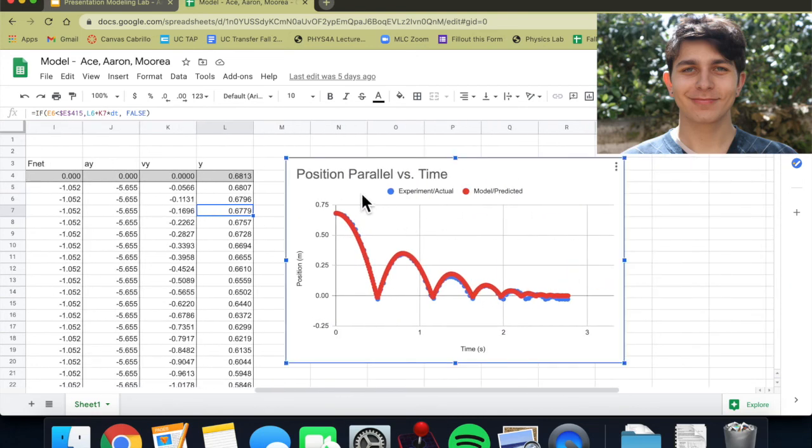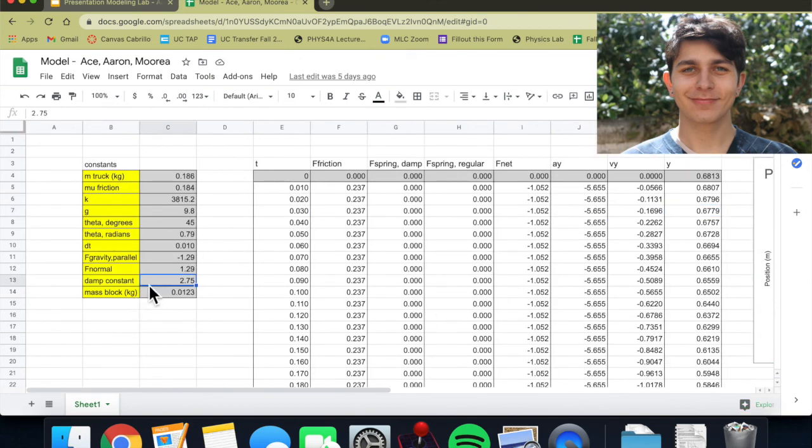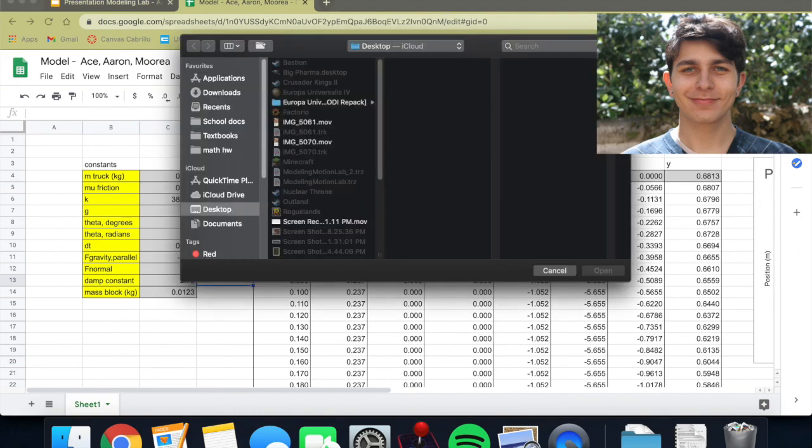And then here we have our graph. The blue is what actually happened and the red is what's predicted. So it turned out pretty good. Oh yeah, one thing that I wanted to mention is this damping constant. It's a made up force, right? It's not a real force. So we found that constant by making all the other forces accurate and then just tweaking that one until it fit. So that's something to consider. But yeah, that's our model.